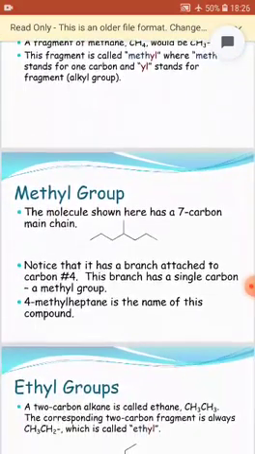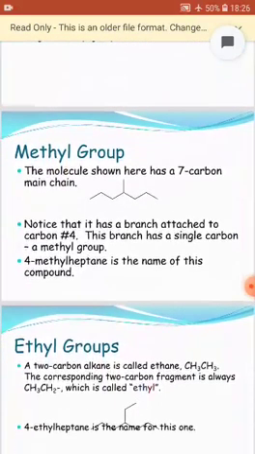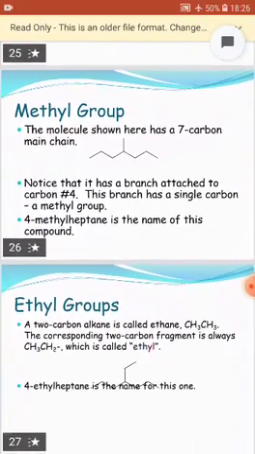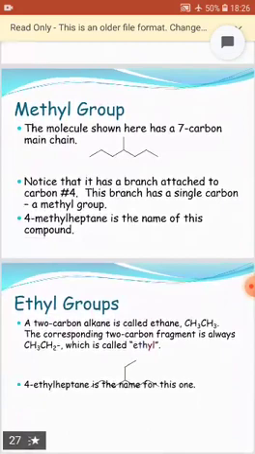Methyl group. The molecule shown here has a 7 carbon main chain. Notice that it has a branch attached to carbon 4. This branch has a single carbon, a methyl group. 4-methylheptane is the name of this compound.